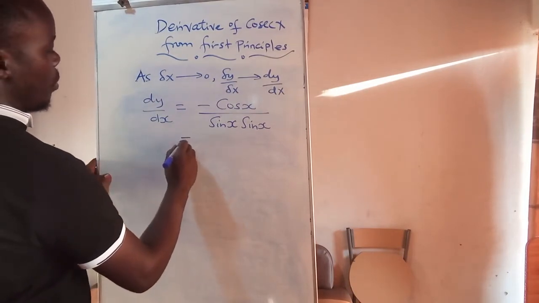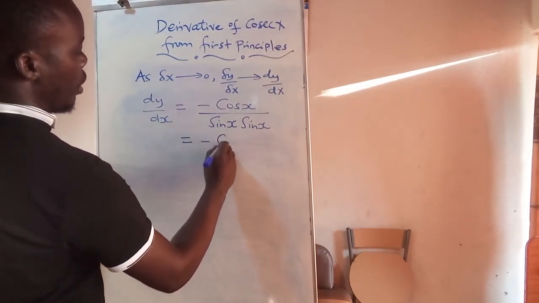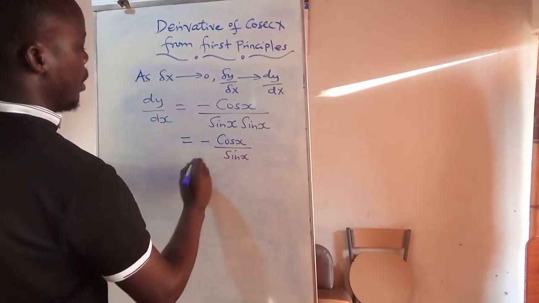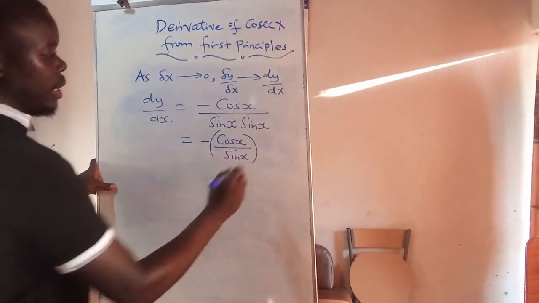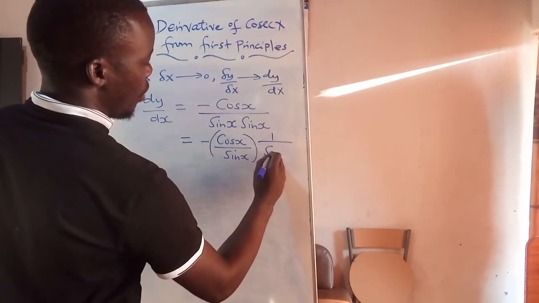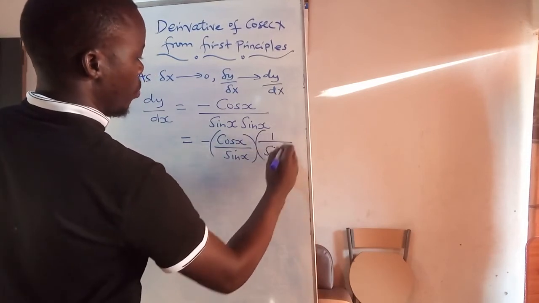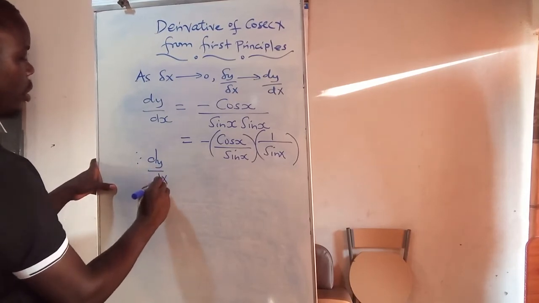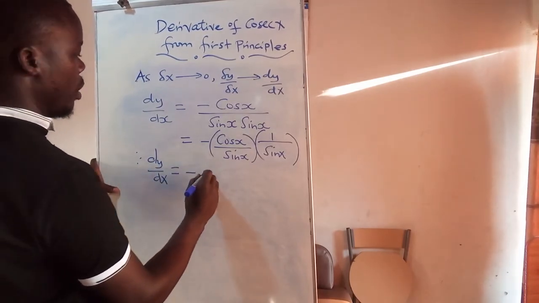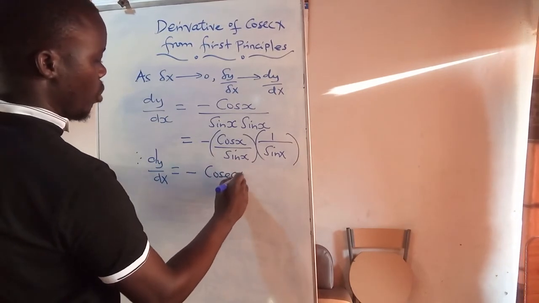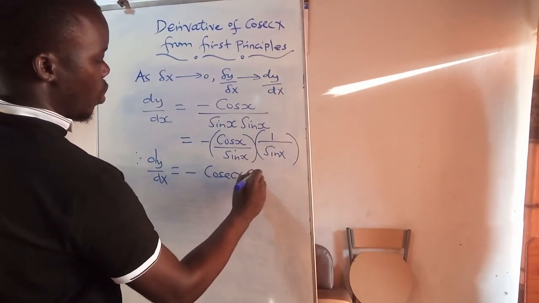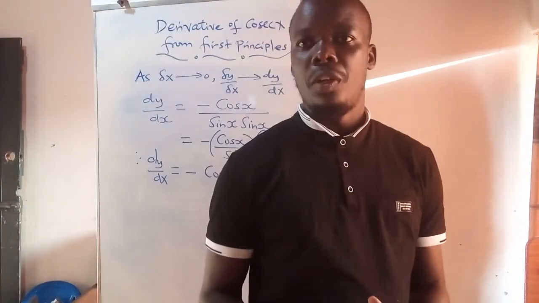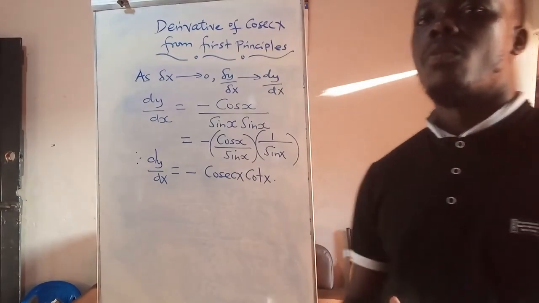And that means now that we shall have negative cos of x divided by sine of x. Now this will give us cot, but also we have 1 here divided by sine x, which is going to be cosec x. So it means in conclusion that dy dx is going to be negative cosec x cot x. Cosec is obtained from 1 over sine. So this brings us to the end of the derivative of cosec x from first principles.